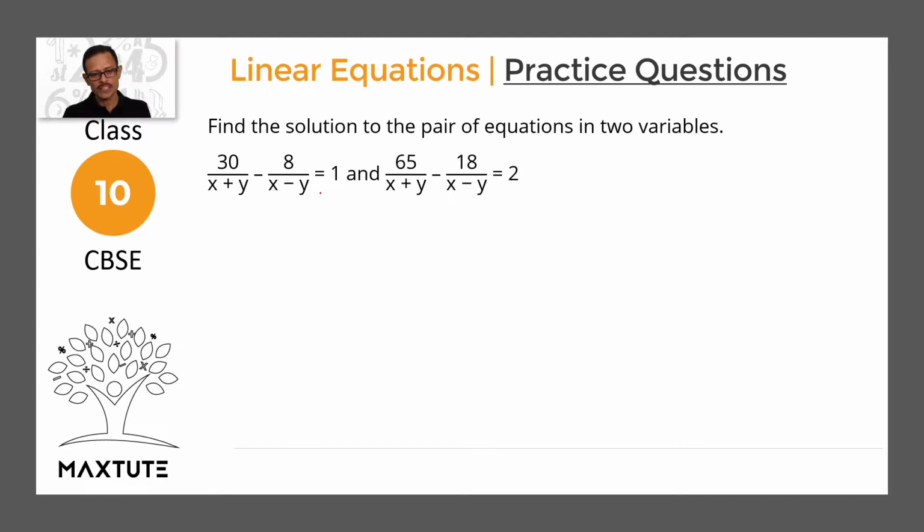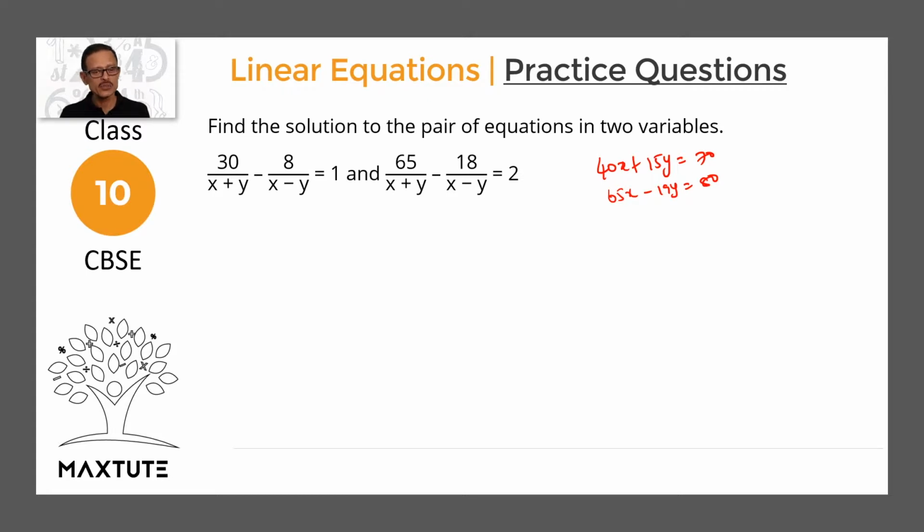30 by x plus y minus 8 by x minus y equals 1, and 65 by x plus y minus 18 by x minus y equals 2. A typical pair of linear equations in two variables will resemble something like this. We'll say 40x plus 15y is equal to 70, 65x minus 19y is equal to 80, or something like this. But here we see something different.